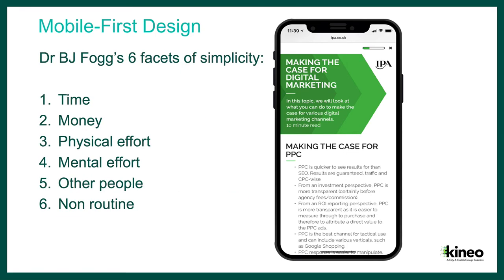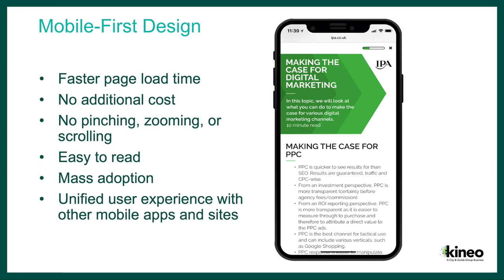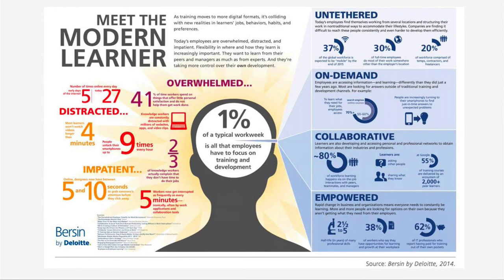And if we look at the 6 facets of simplicity in terms of the advantages of using a website on a mobile, a good mobile website, then the adoption of web design on mobile is a lot easier for people to use. The modern learner likes mobile websites because they don't have a lot of extra brain cycles. They don't have a lot of extra time or mental space or physical space to be doing more things.